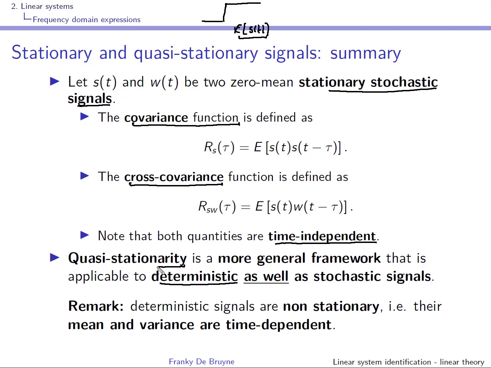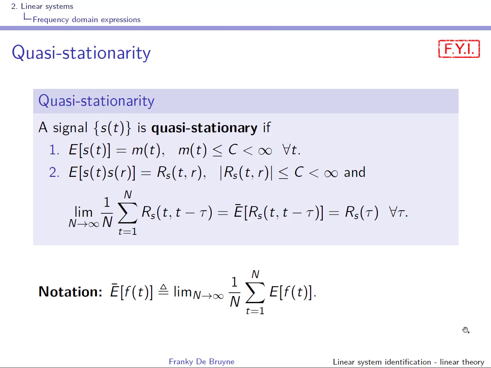So in the reference book, they came up with this concept of quasi-stationary, and it's a more general framework so that particular concepts become applicable to deterministic signals as well as stochastic signals. Without going into the details, a signal S of t is said to be quasi-stationary if its first order statistics, second order statistics are bounded.